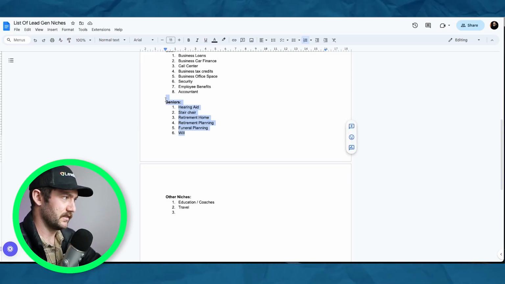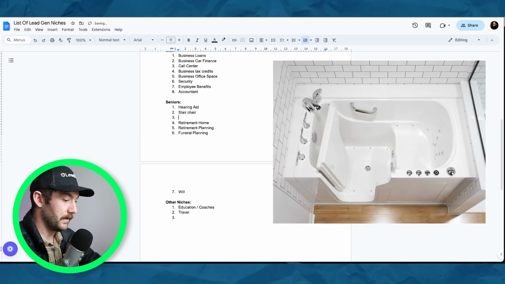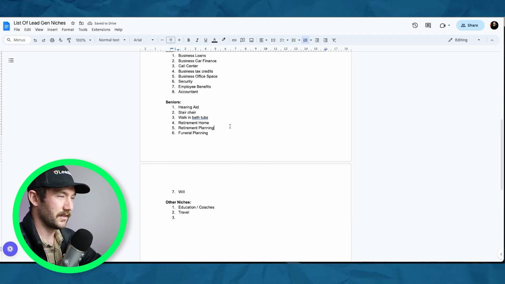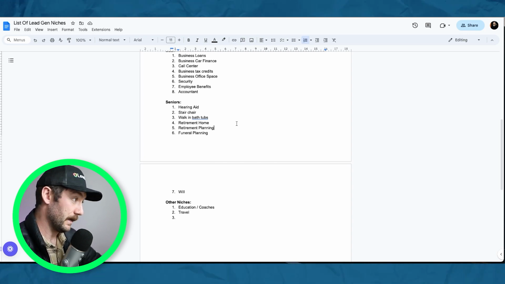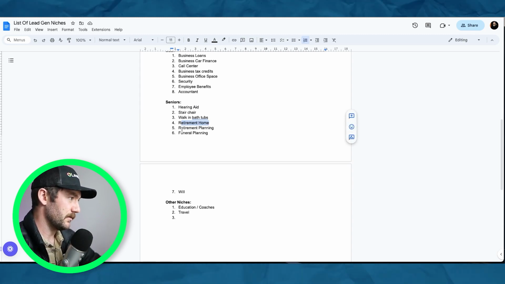Seniors, target the 65 plus market. There's hearing aids, that stair chair thing that you go up the stairs in, walk-in bathtubs. I actually almost started working in walk-in bathtubs with this guy who was willing to buy like 100 leads a day, but it was kind of an affiliate program and there wasn't enough meat on the bone for me. But I know that it's possible because they sell these walk-in bathtub setups for like 10 to 20 grand. It's crazy. Retirement home, retirement planning, funeral planning.